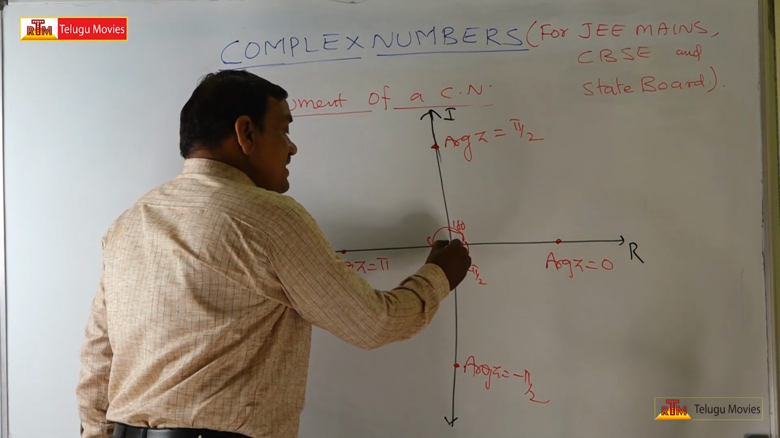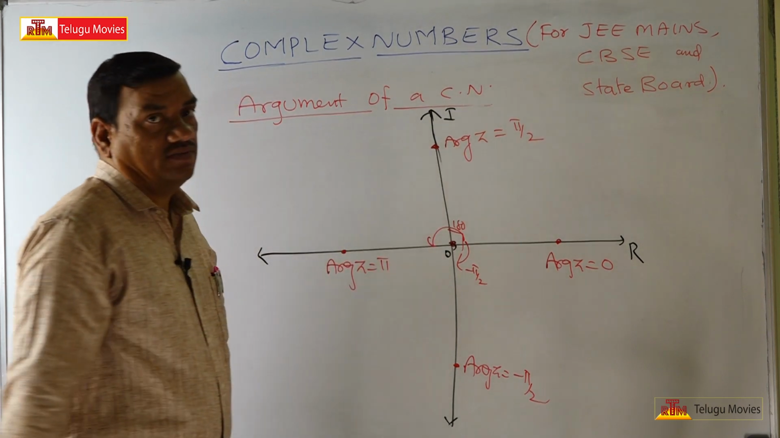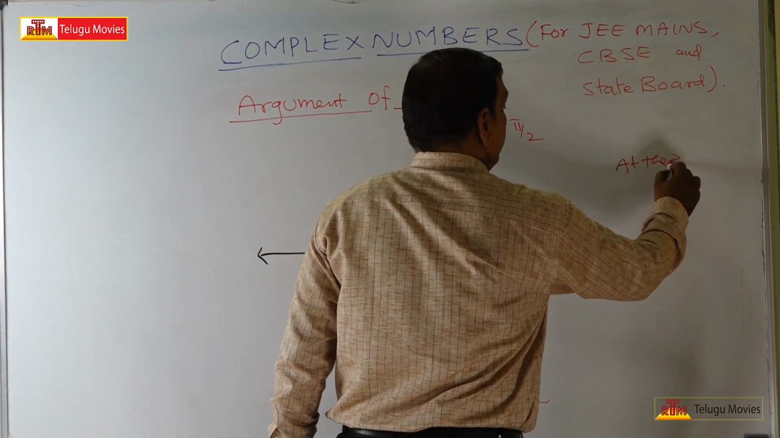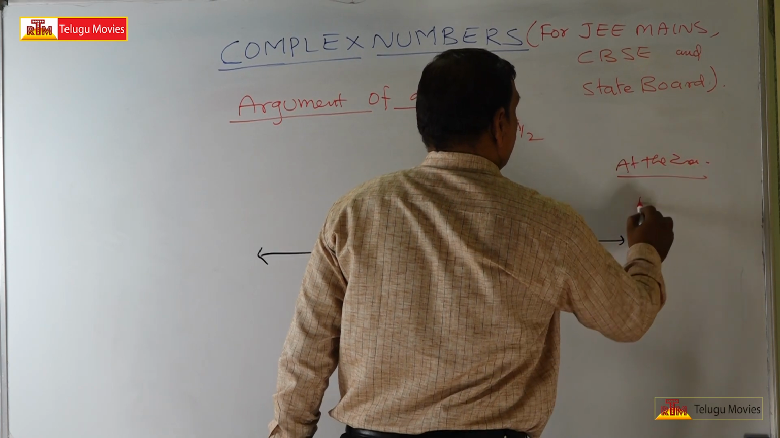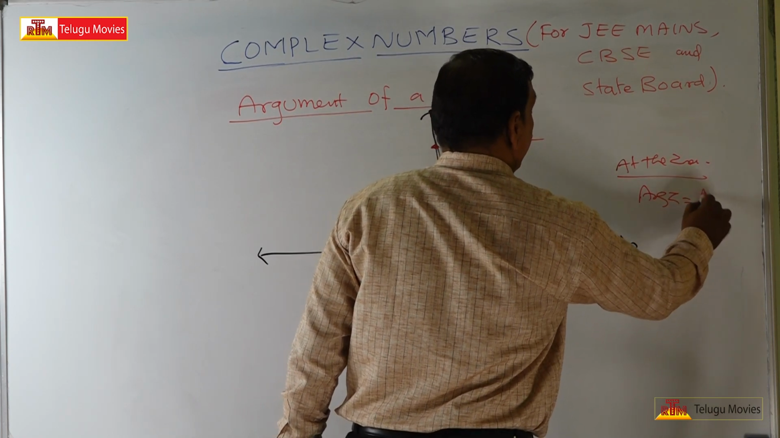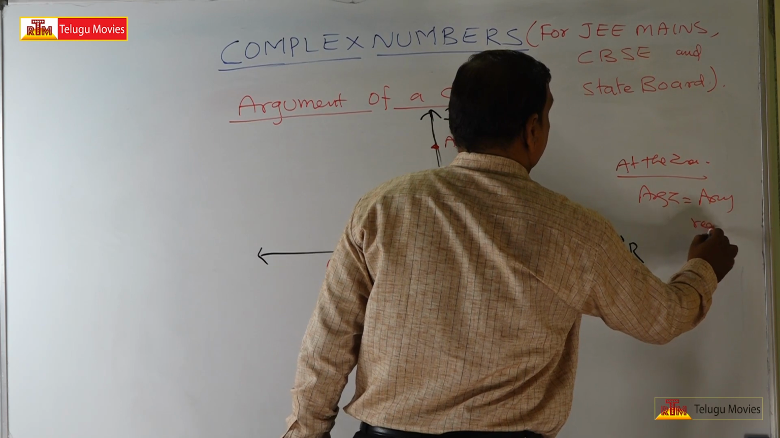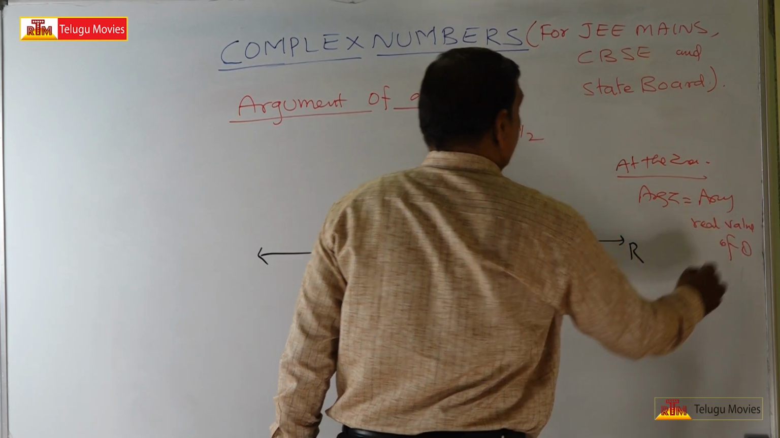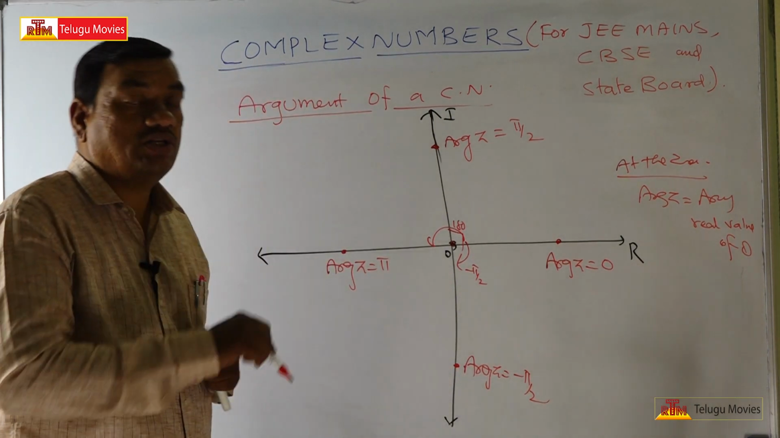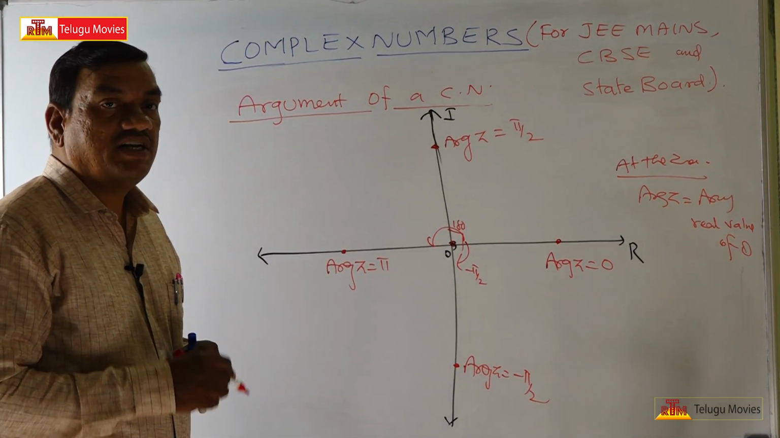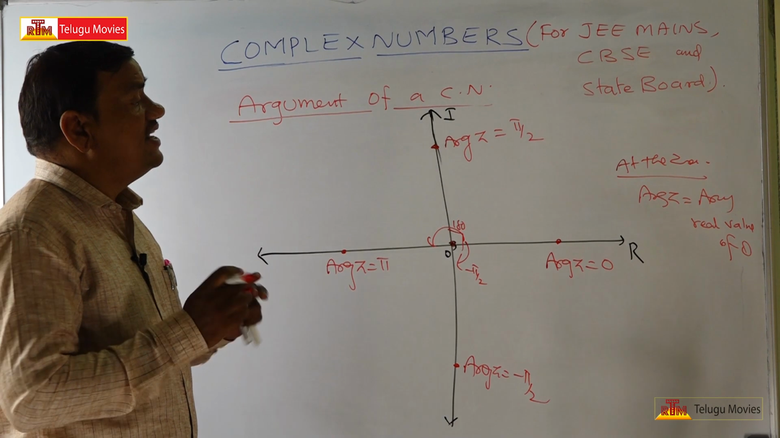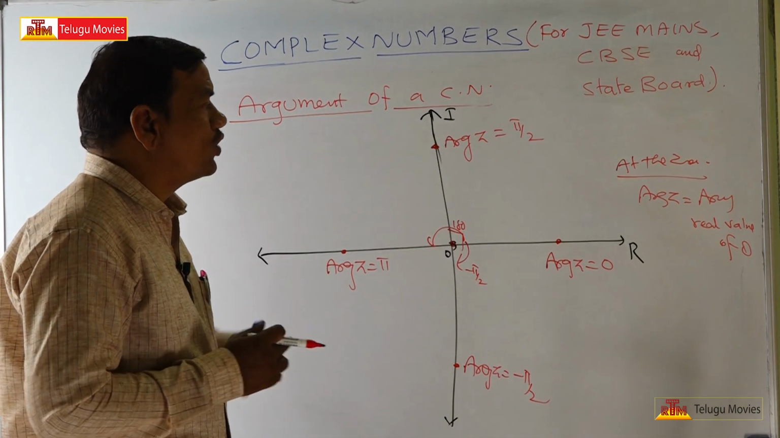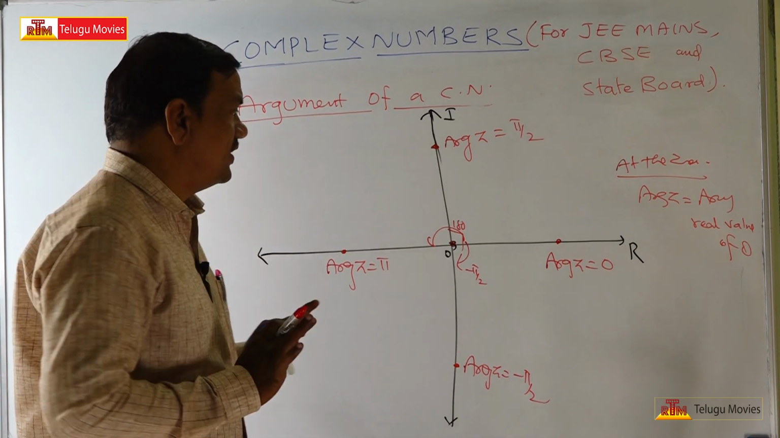If the complex number lies at the origin, very important, at the origin the argument of z is any real number theta. If the complex number is at the origin, you can take any real value of theta. Any real value of theta will become the argument of that complex number. Up to that very clear.